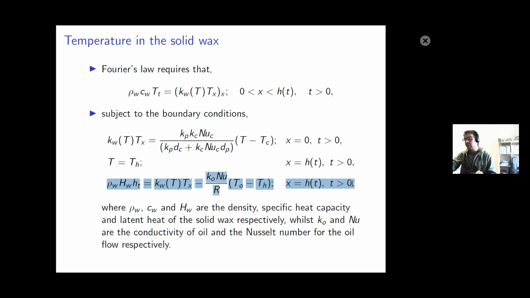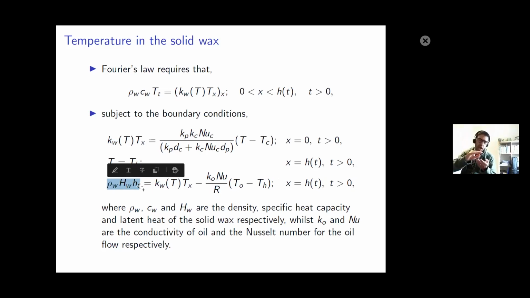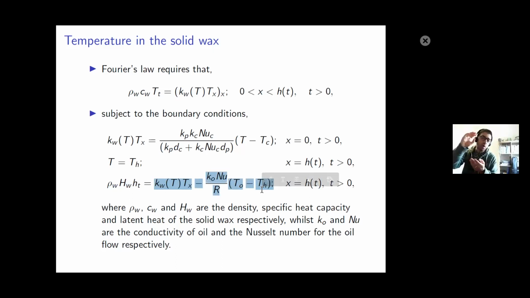Additionally, we need a sort of conservation of heat energy term at this upper layer. And so this third boundary condition tells us that the amount of heat required to create some solid wax is balanced against the flux of energy coming into the solid wax layer from the hot oil. So this is a balance of creation of mass against heat flux coming in from the hot oil into the solid wax layer. And that's what this third boundary condition gives us.